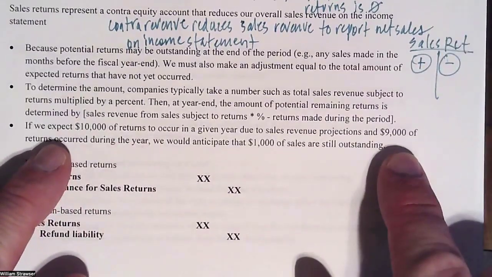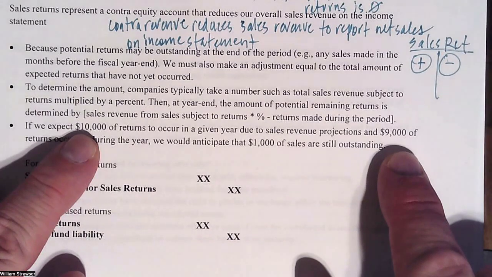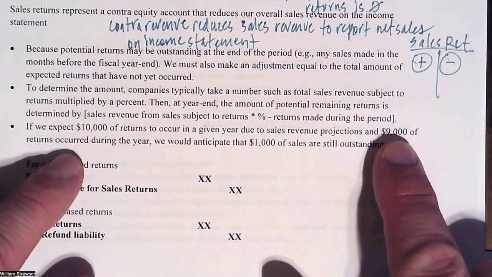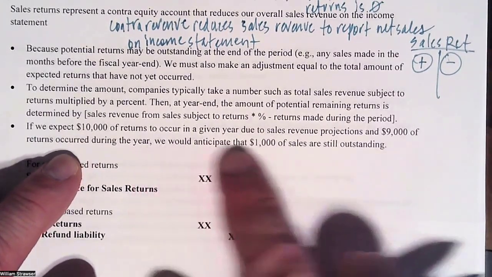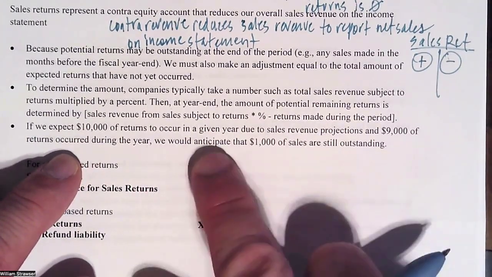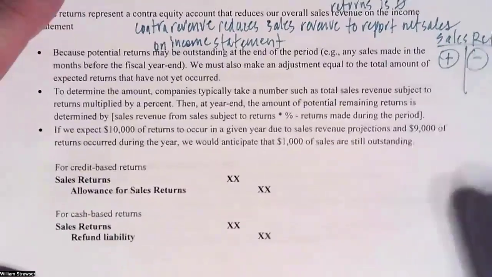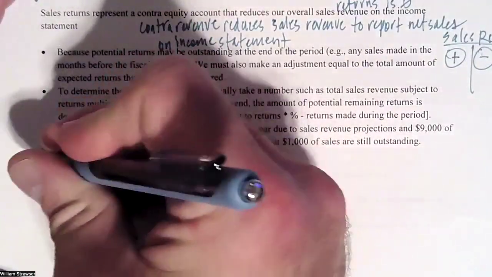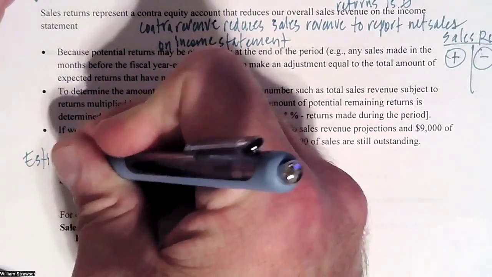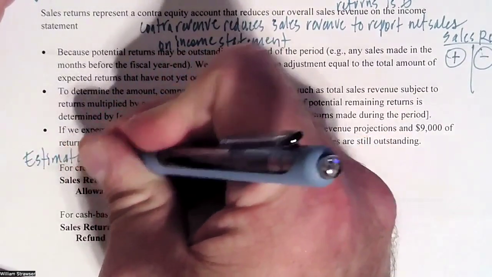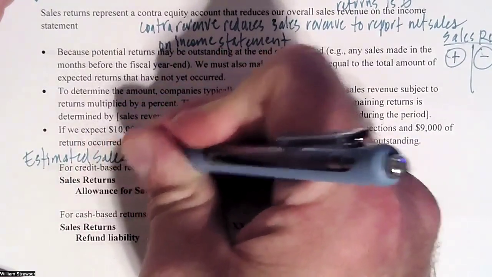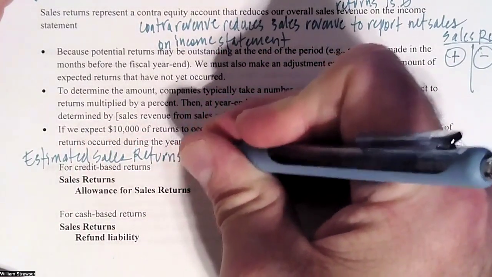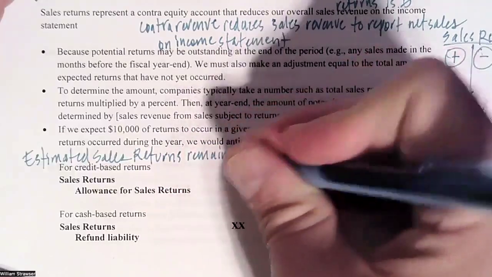Given that projection of $10,000 from our sales data, 9,000 have been returned. We still have 1,000 still outstanding. Then that 1,000 becomes my estimated sales returns outstanding. So these are the sales returns that are potentially remaining. And this is my adjusting entry.